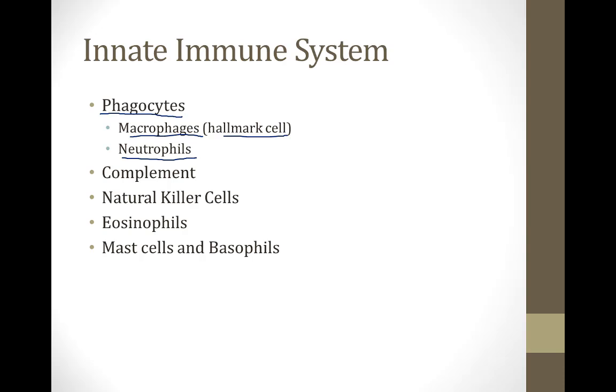The next key element of innate immunity is the complement system. This is a series of proteins that can be activated inside the body to kill pathogens. And then finally, there are natural killer cells, eosinophils, mast cells, and basophils. In the remainder of this module, we're going to talk about all of these elements of innate immunity.